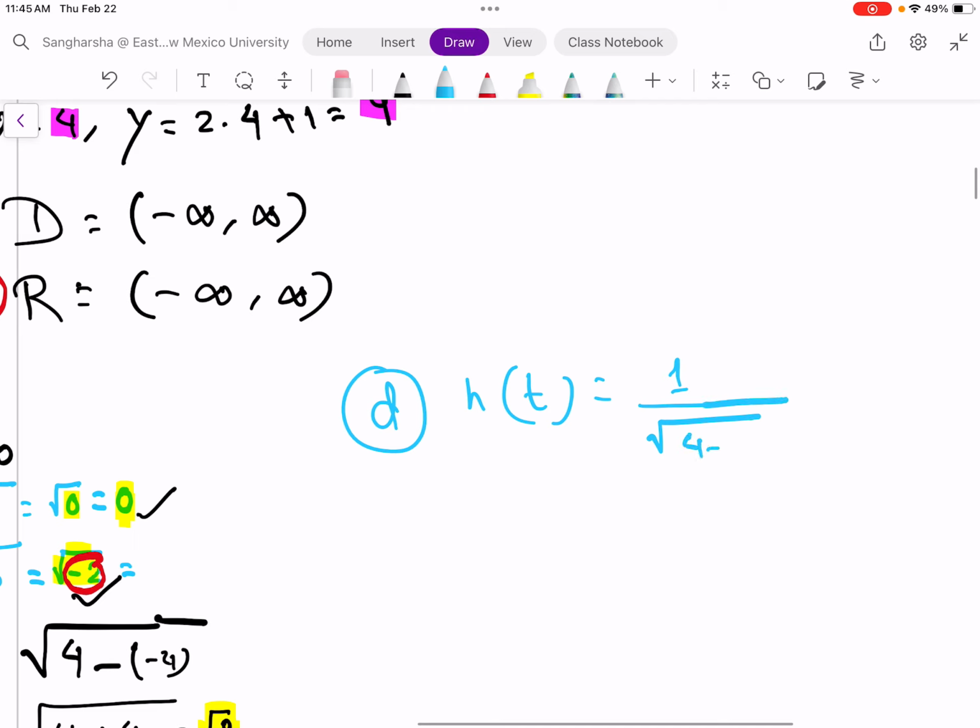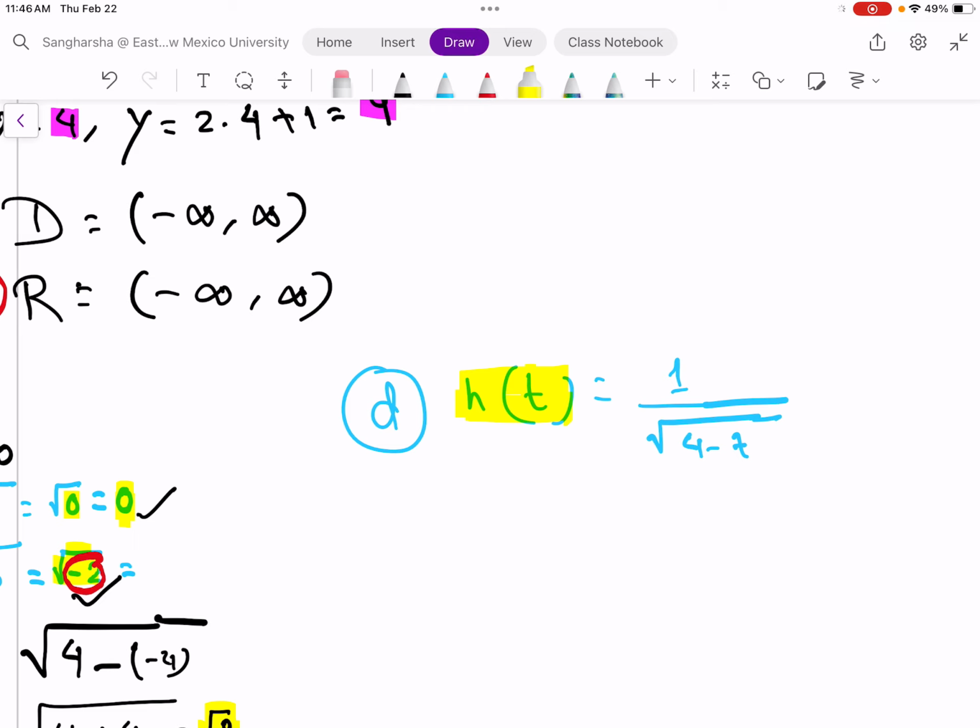Now we have a fraction, we have a square root. So it is a combination of A, B, and C. Now here, what is this H? This is the name of a function, right? And what is the domain here? T represents the domain and H of T is the output. So we are asked to find the domain. It means we are listing the numbers for T so that we get a real number as the output.